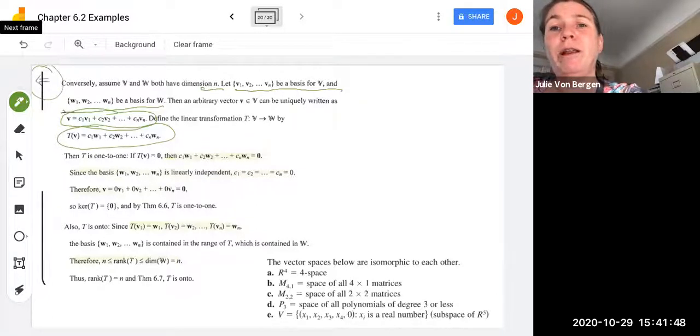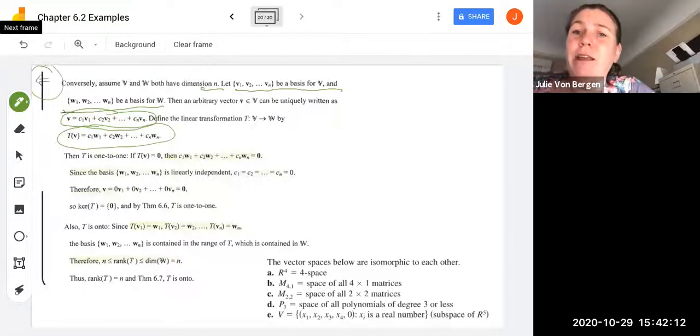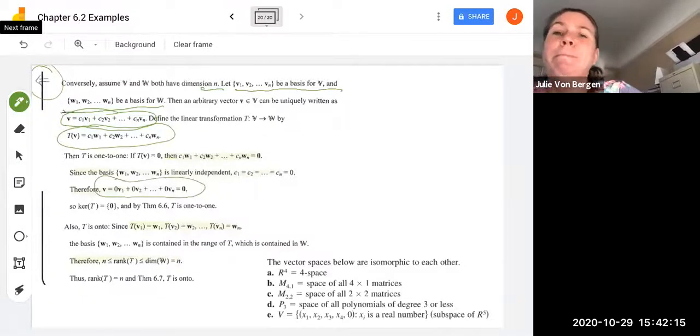Then we can show that T is 1 to 1, because if T of V is 0, then C1 multiplied by W1 plus C2 multiplied by W2 added through plus Cn multiplied by Wn equals 0. And since the basis W1 to Wn is linearly independent, it's got to be that all those scalars are zeros. So therefore, if those scalars are zeros, then V is also a linear combination of the same scalars multiplied by the basis for V. So V equals 0 V1 plus 0 V2 added through 0 Vn is 0. So the kernel of T is 0.